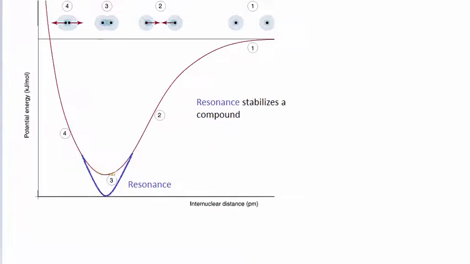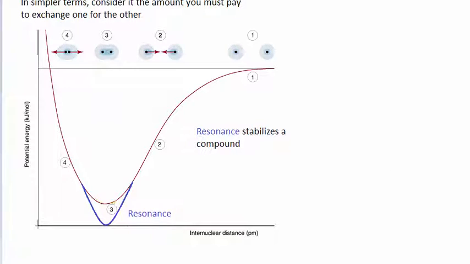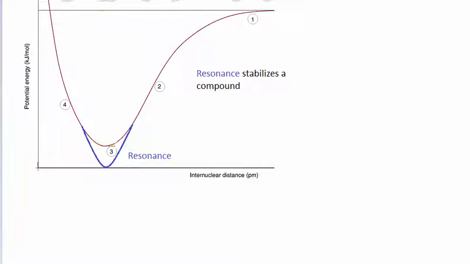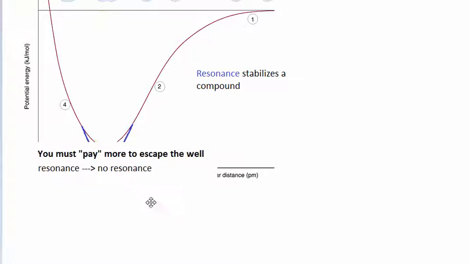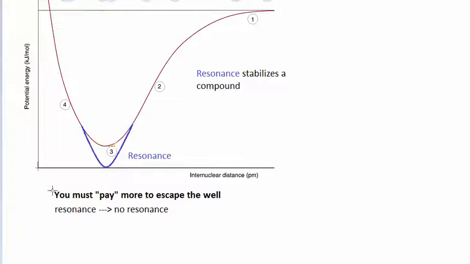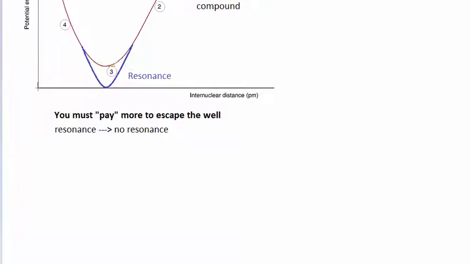Well, remember, if our energy well is deeper, we need to put more energy in to move this ball up and escape out of this energy well. So the idea is that when you're going from resonance to no resonance, you need to put in more energy to escape from the energy well.